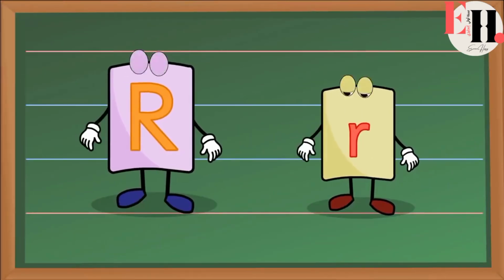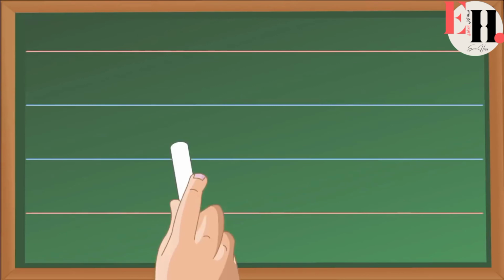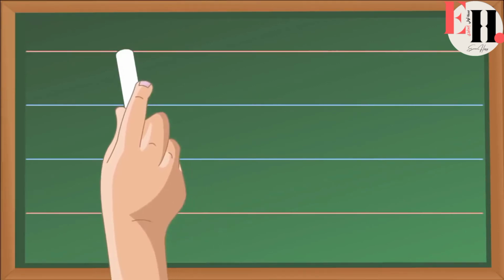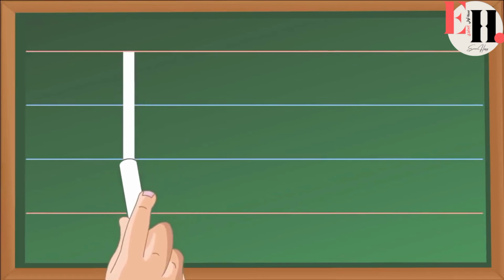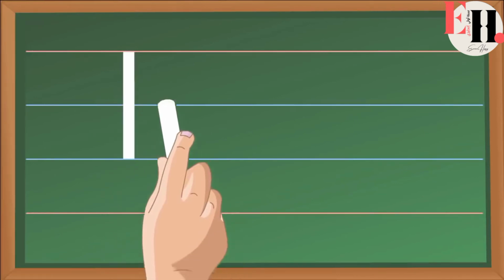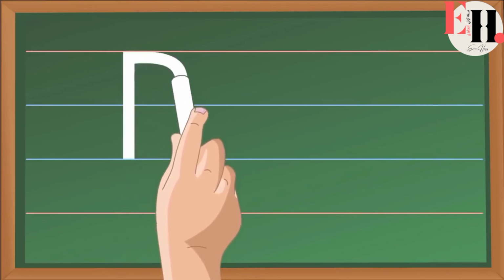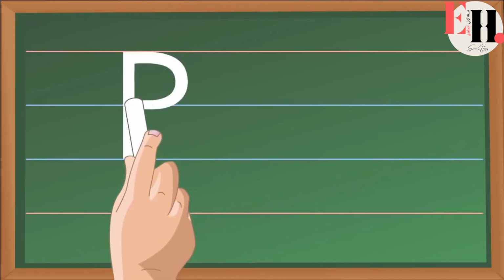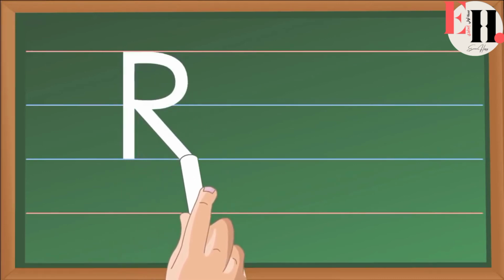R. Capital R. Start from the top and draw a standing line down. Go again to the top and draw a curve till the middle. Then draw a slanting line to the bottom.